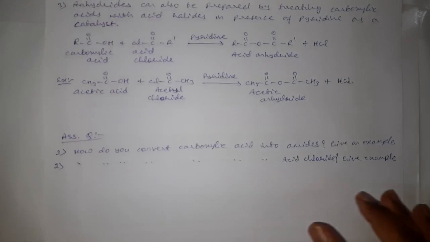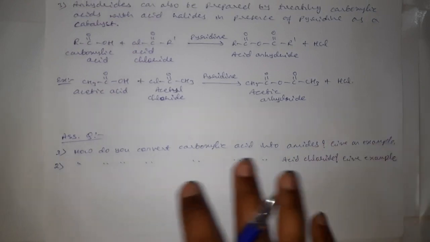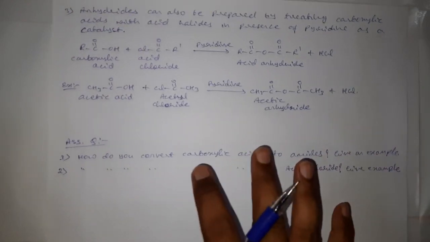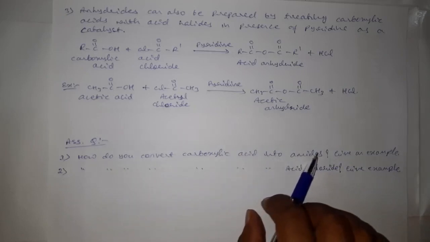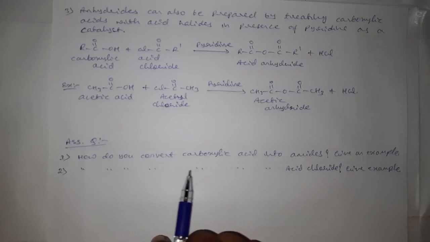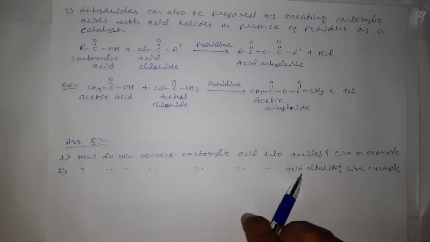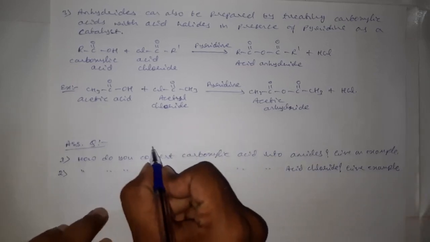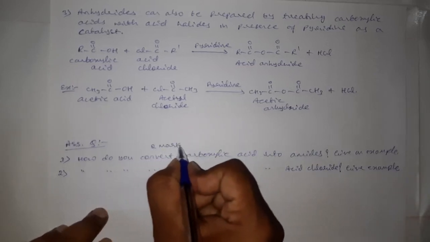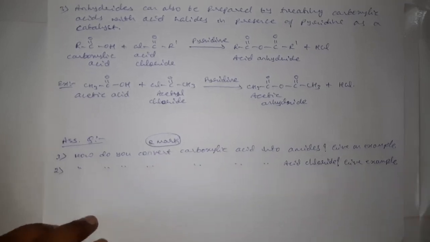Please watch the video carefully, and after that please write these two correctly. How do you convert carboxylic acids into amides, and how do you convert carboxylic acids into acid chlorides? Give an example. Along with the example, please explain. And these two are for 2 marks only. These are 2 mark questions.